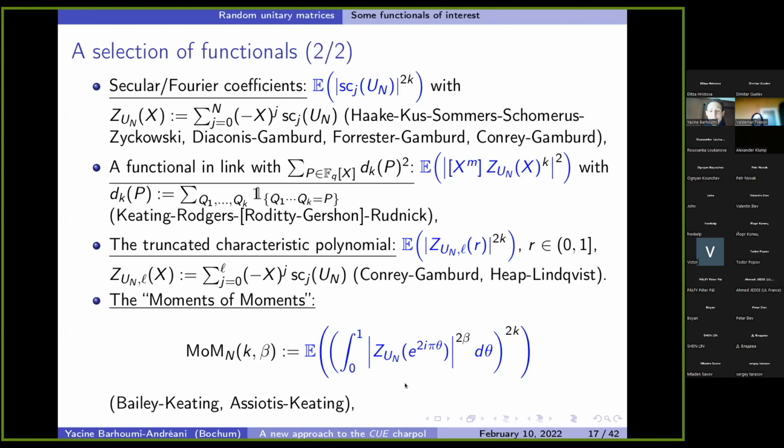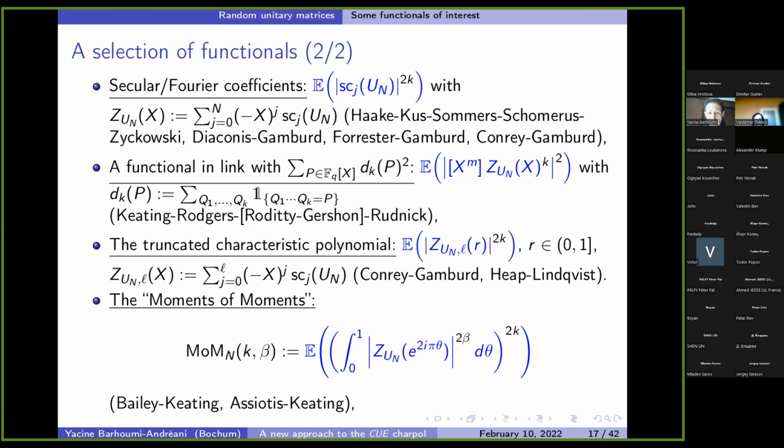And the last functional, the last trendy functional, let's say, this is the moments of moments. You see, you take the moments of the characteristic polynomial in theta. So this is the moments as a function of theta. And then you take the moments of these random variables. So this is why it's called the moments of moments. And this is related with the maximum. So when beta becomes big, this looks like exponential of the max of the characteristic polynomial, and this is related with the max of the zeta function on the critical axis. So this is the kind of functionals that you have.